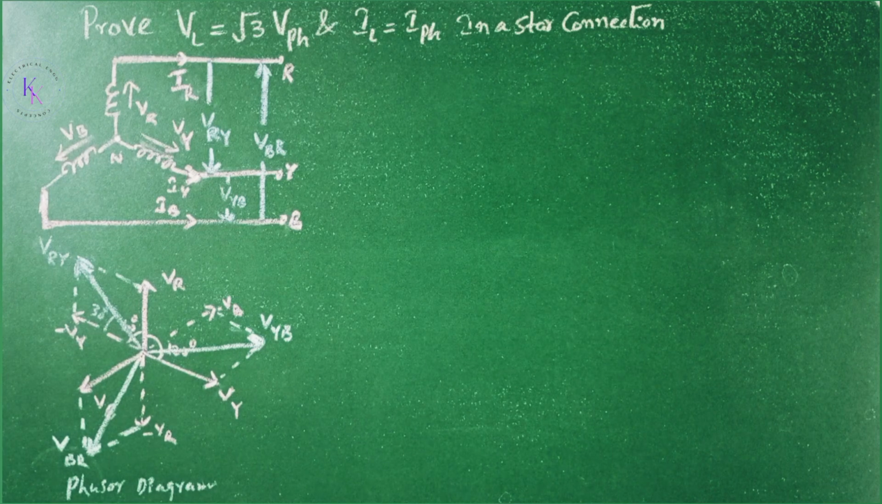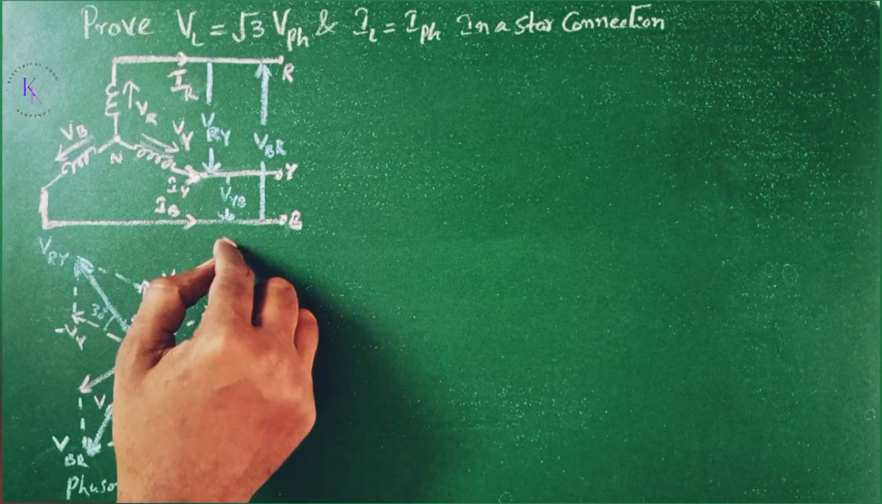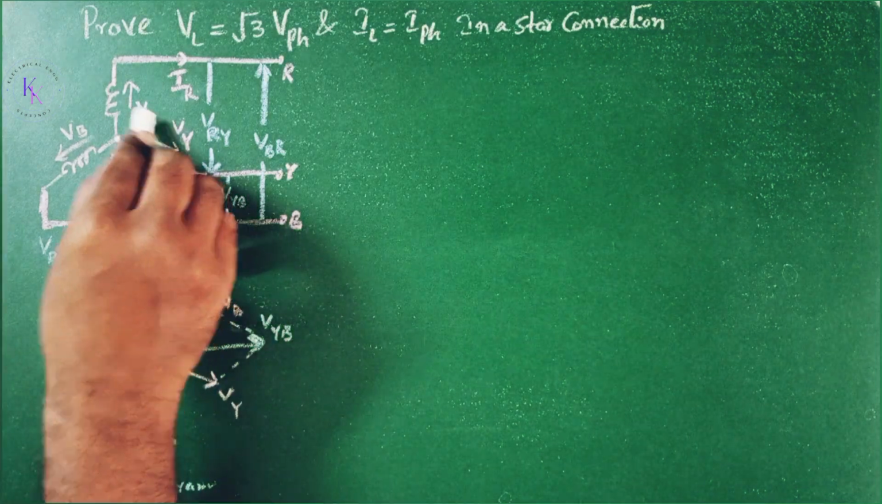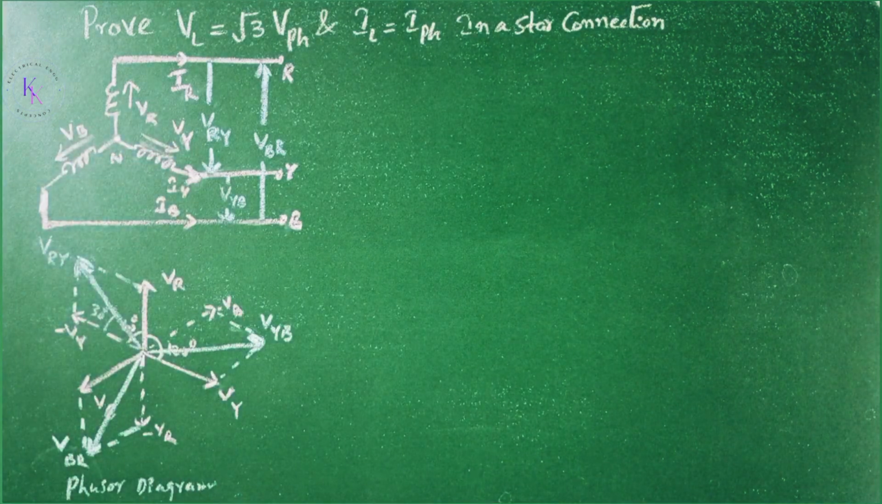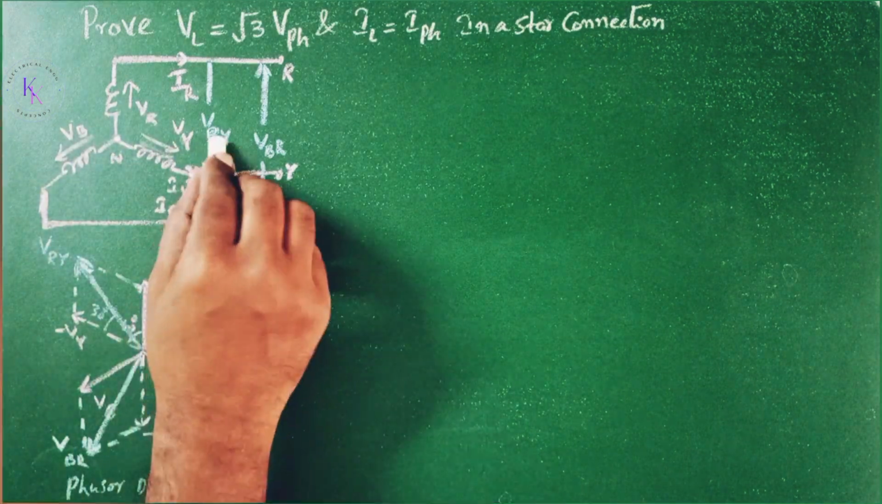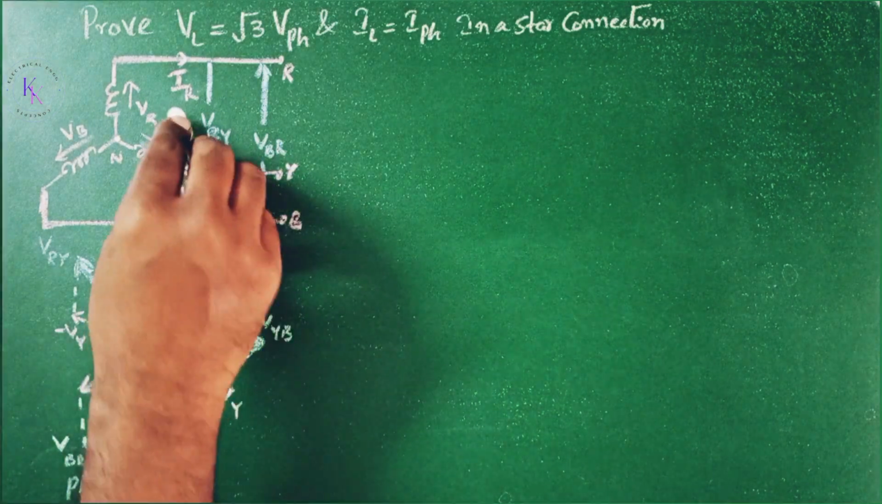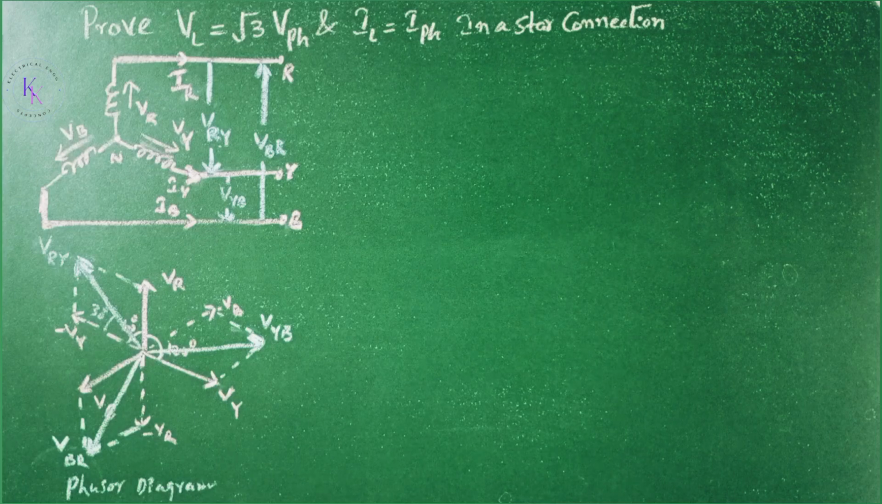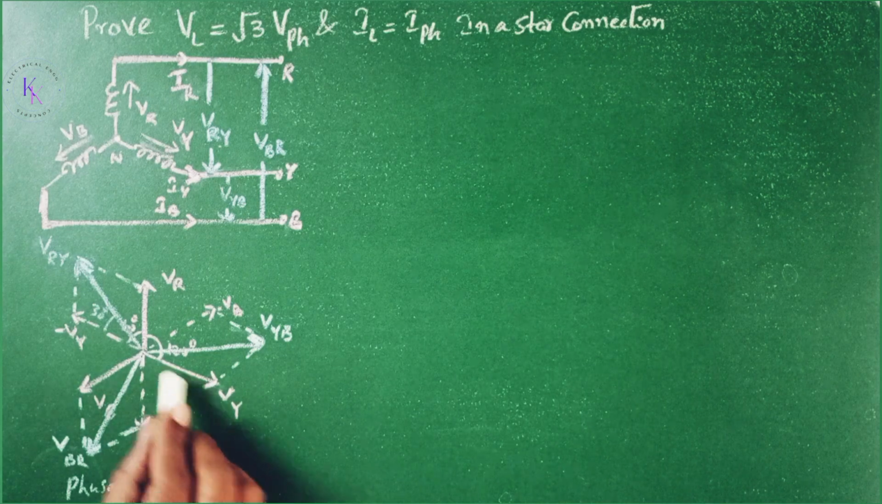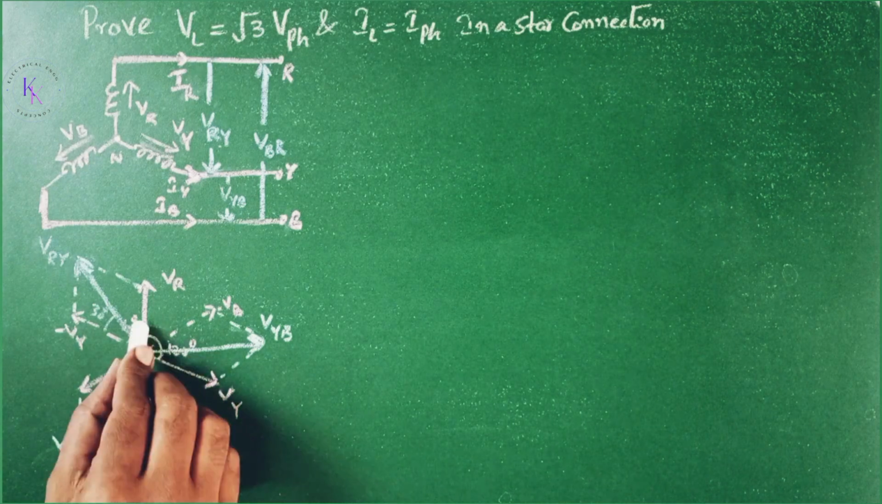Prove that line voltage equals root 3 times phase voltage and line current equals phase current in a star connection. This is the diagrammatic view of a star connection, where VR, VB and VY are the phase voltages, VRY, VBR, VYB are the line voltages, and IR, IY, IB are the line currents.